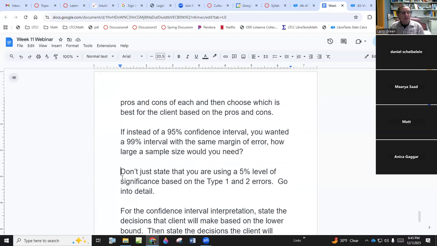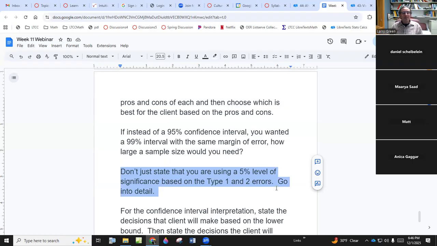Don't just state you're using a 5% level of significance based on the type 1 errors, period. Or don't just state, hey, I'm going to use a 5% level of significance so that type 1 and type 2 errors are similar. You should go into the detail of the ramifications to the client of type 1 and type 2 error and talk about which ramifications are worse. And from that, you decide whether to use a 1%, a 5%, or a 10% level of significance. Does that make sense? Because these are typical things that people make mistakes on.